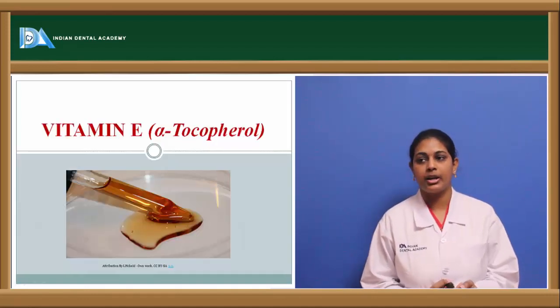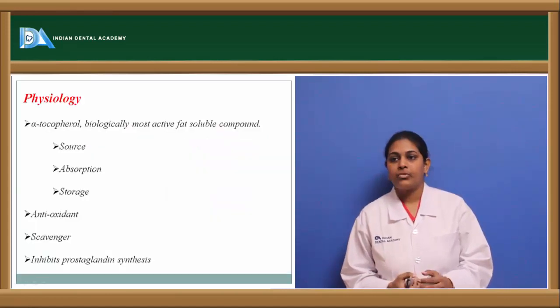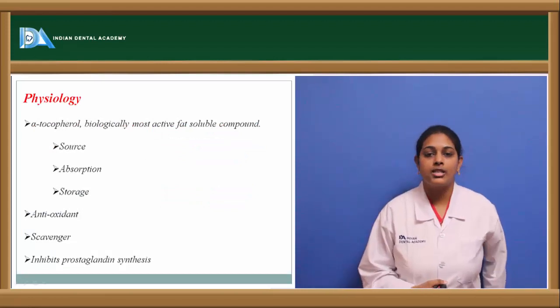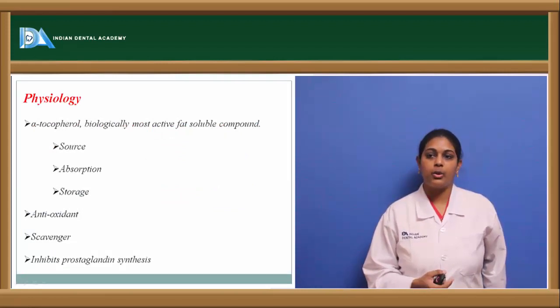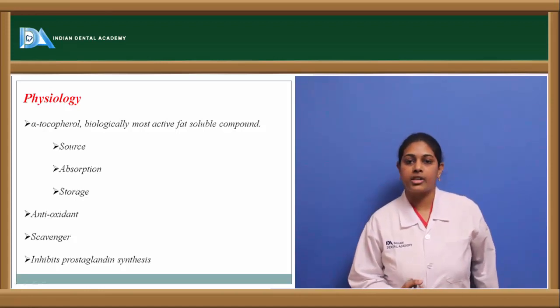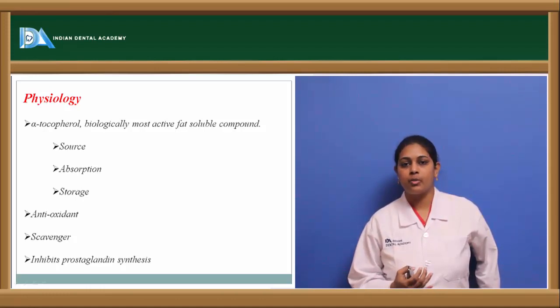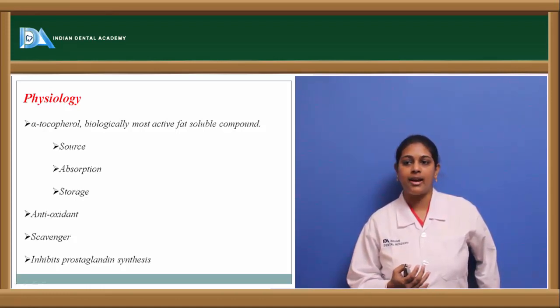Next coming is vitamin E, which is also known as alpha tocopherol. Physiologically, alpha tocopherol is a biologically active fat-soluble vitamin, and it is available from exogenous dietary sources in the form of grains, nuts, or oils, and is absorbed by the small intestine and stored in the muscles and liver.